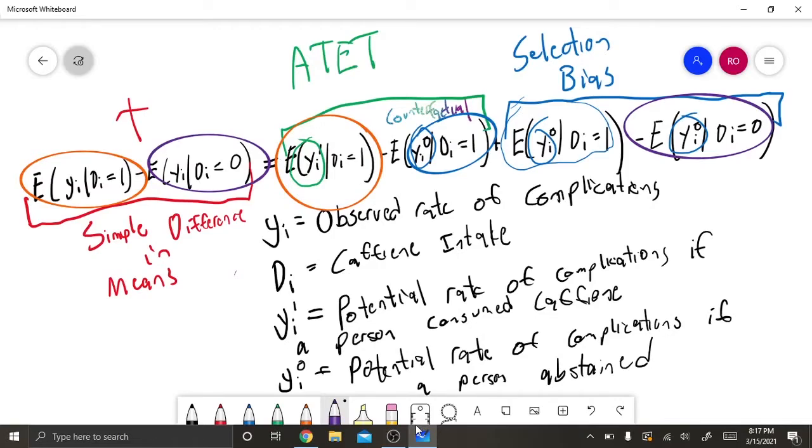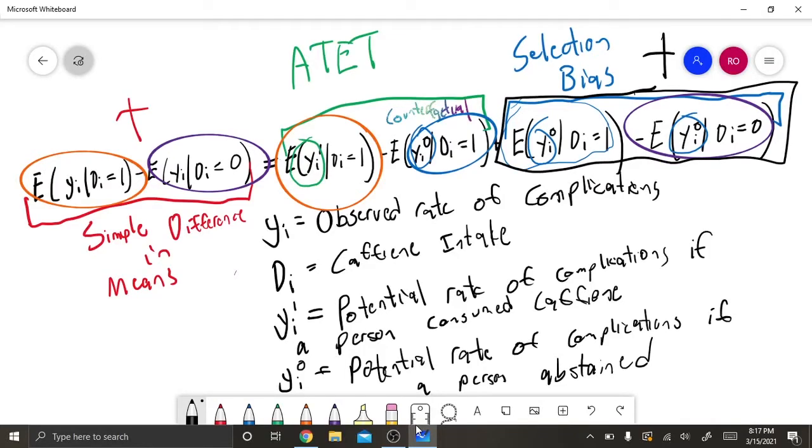What that means is the women who don't feel sick are more likely to have complications, and the women who don't feel sick are more likely to drink coffee, right? If you're throwing up all the time, you're probably not going to drink as much coffee. And so what she's pointing out is this bias term is likely positive. Sorry, it's negative. Wait, sorry, it is positive.